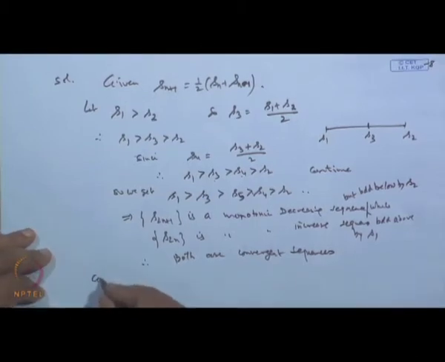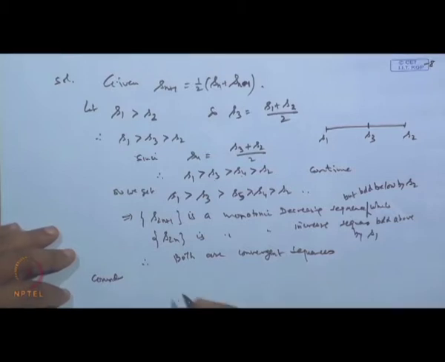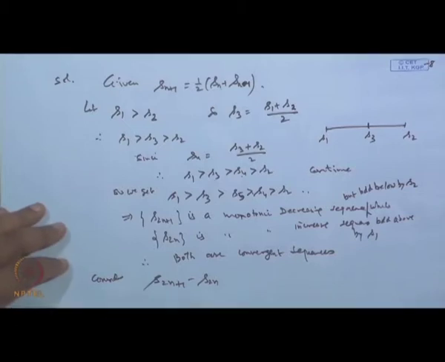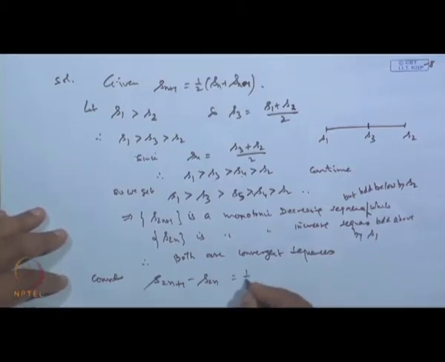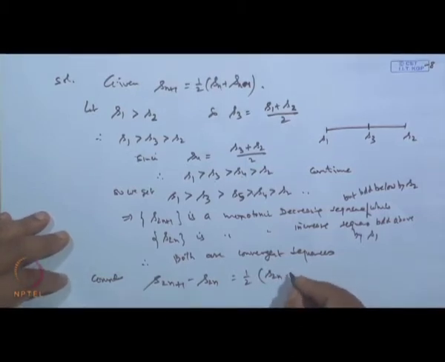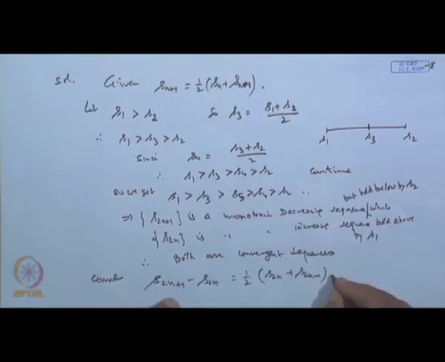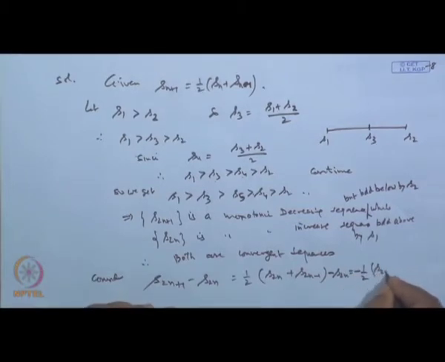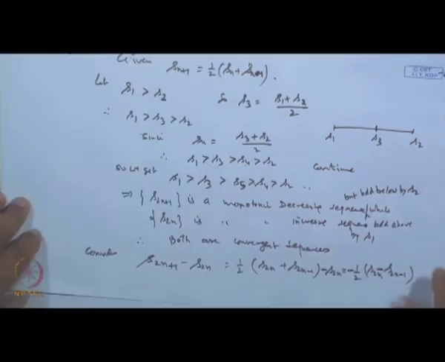So, if we consider this difference, S2n plus 1 minus S2n, consider this difference. What we are getting is half of S2n plus S2n minus 1, applying the formula, minus S2n. So, that comes out to be minus half of S2n minus S2n minus 1. It means, when you take S2n plus 1 minus S2n, it is minus half of the S2n minus S2n minus 1.